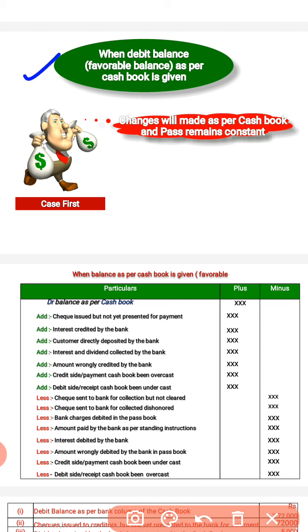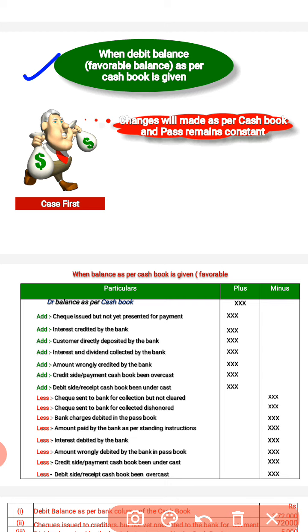Firstly, you have to check the balance given in your question. In every question you will be given a balance, whether the debit balance of cash book or credit balance of cash book, whether debit balance as per passbook or credit balance as per passbook. So you have to first see which balance is given in the question. Let's start with the debit balance of cash book.